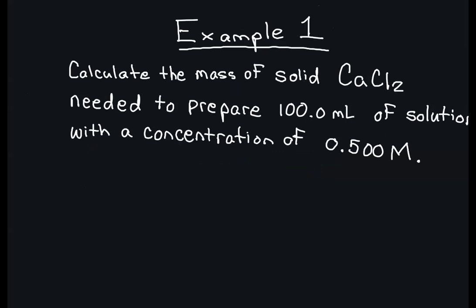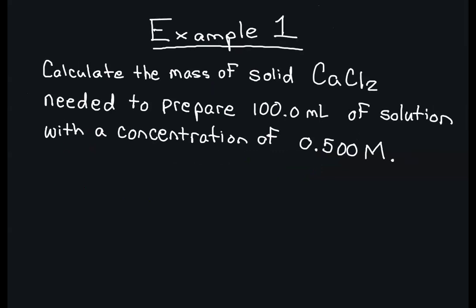In this case, calcium chloride is our solute. It's a solid, so we basically need to know how much of this solid we put in the solution so that we end up with a volume of 100 milliliters, and a concentration of 0.5 moles of calcium chloride per liter of solution. So this is our M. Now what we're given is V and M. Well, we know that there's an equation that relates V and M to moles, to n.